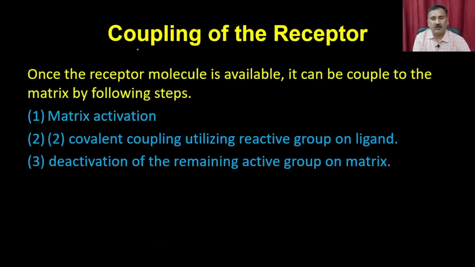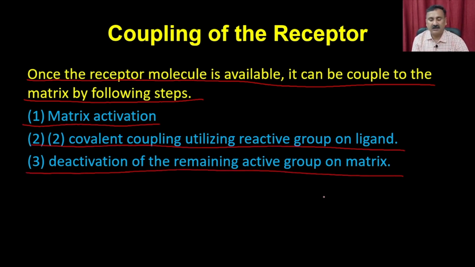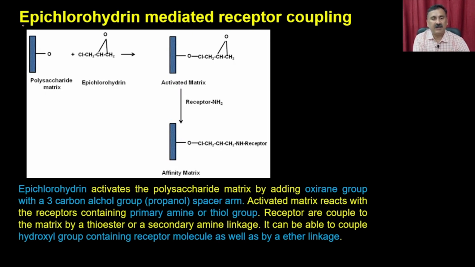Then how are you going to couple the receptor to the matrix? Once the receptor is available, it can be coupled to the matrix by the following steps. In step 1, you are going to do the matrix activation. In step 2, you are going to do the covalent coupling. And in step 3, you are going to deactivate the remaining active groups on the matrix. So you can have multiple options.